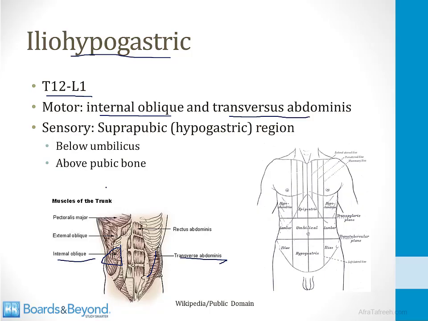In addition, the iliohypogastric is sensory to the suprapubic region of the abdomen, which is also called the hypogastric region. That's how this nerve gets its name. This region is below the umbilicus and above the pubic bone. If you look at the picture on the bottom right side of the screen here, this is the hypogastric region below the umbilicus and above the pubic bone. It's also called the suprapubic region.